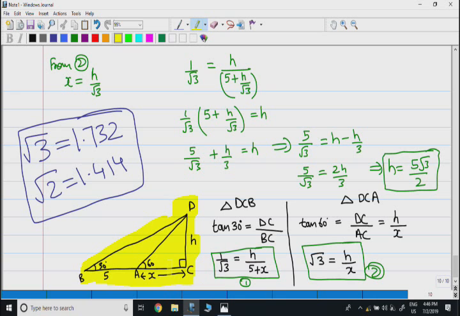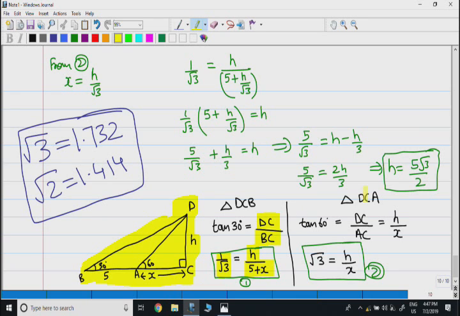So the complete base is 5 plus X and the height is H. Tan of 30 degree, tan theta, is nothing but perpendicular upon base. So tan 30 is equal to perpendicular, DC, upon base, BC. I have just substituted the values. Tan 30 degree is 1 by root 3. In place of DC I have put H, and in place of BC the complete length, X plus 5. Now this is the first equation.